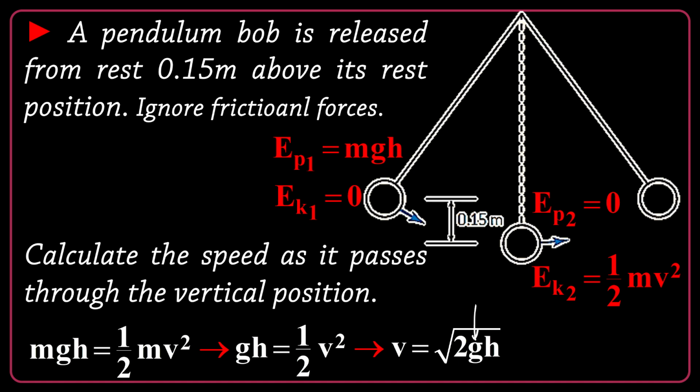Let's plug in g, the gravitational acceleration, as 9.8, and h is given to be 0.15 meters. And finally, the answer will be 1.7 meters per second. The speed of the bob when it passes through the vertical position.